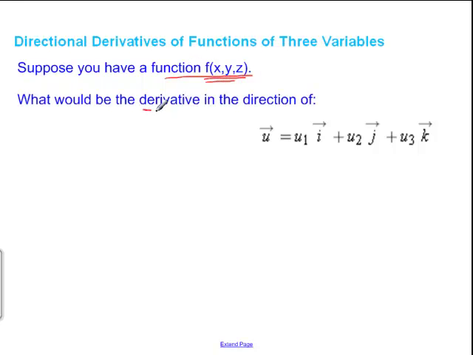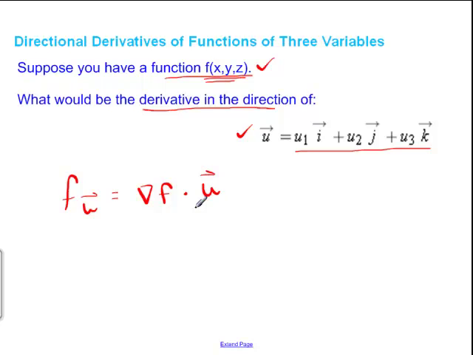And we want to know the derivative of this function in the direction of this vector. So what would be the derivative in the direction of this vector u? Well, the process is exactly the same. The derivative in the u direction is the gradient of f dot u, provided u is a unit vector. So just to make it general, u over the magnitude of u. Just in case it wasn't a unit vector, we're forcing it to be a unit vector.